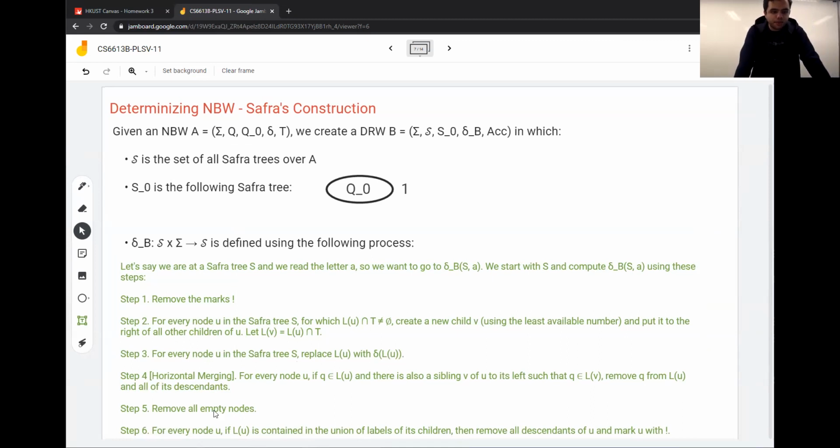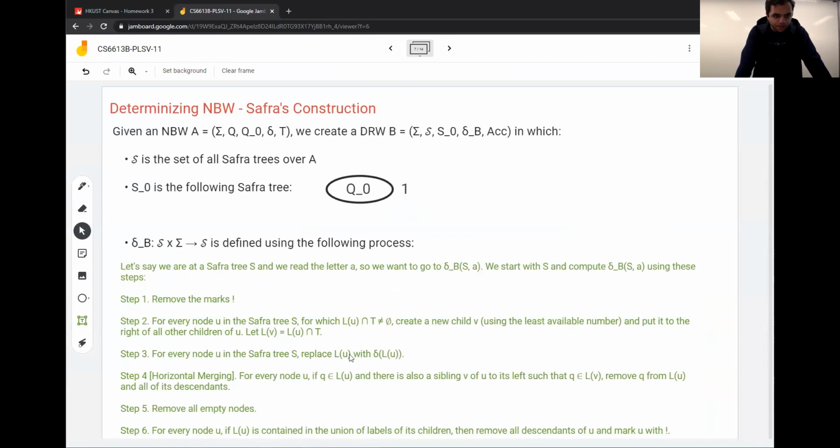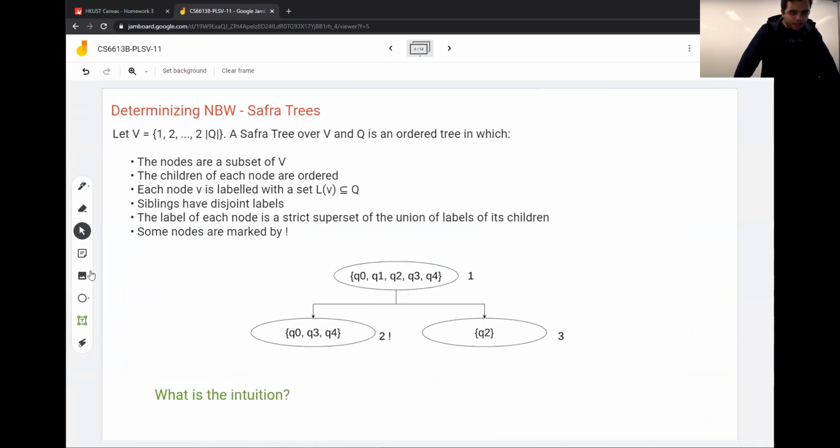The next step is very simple. If I have an empty node, I just get rid of it. We don't really care about empty nodes here. If you have an empty node, remove it. And finally, remember this condition here.